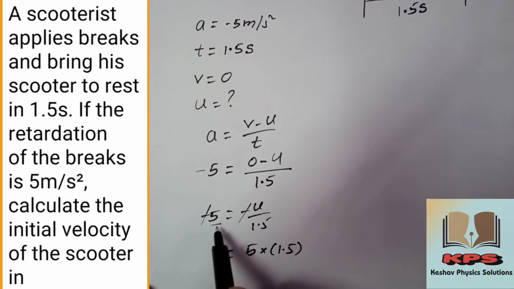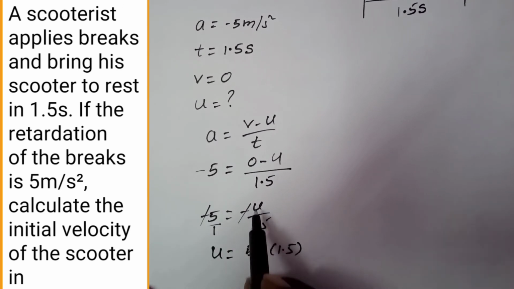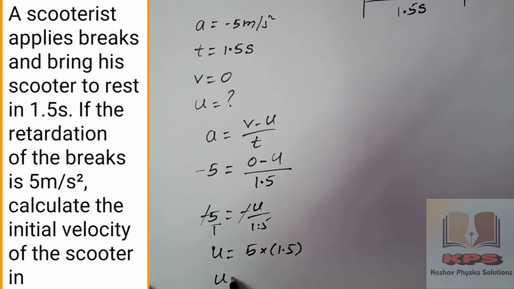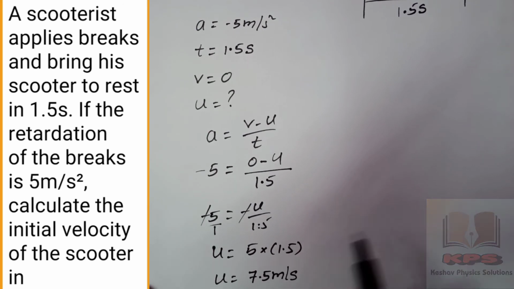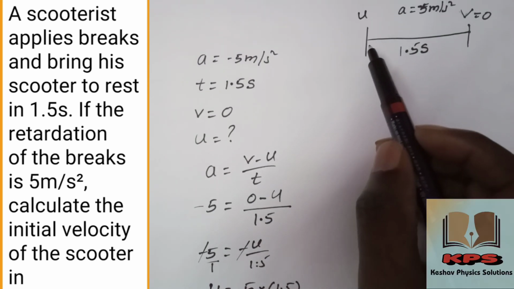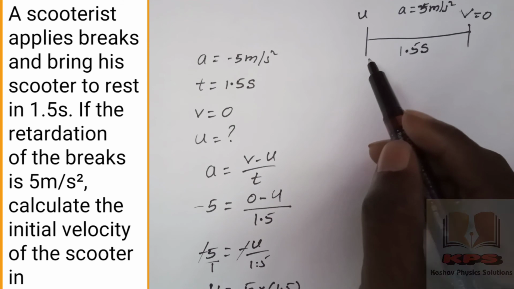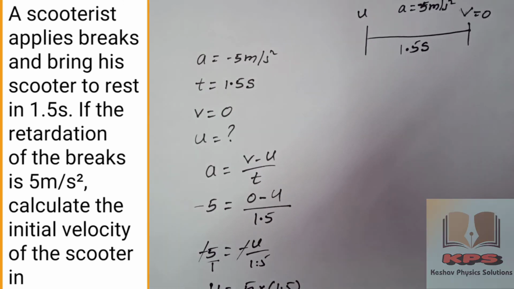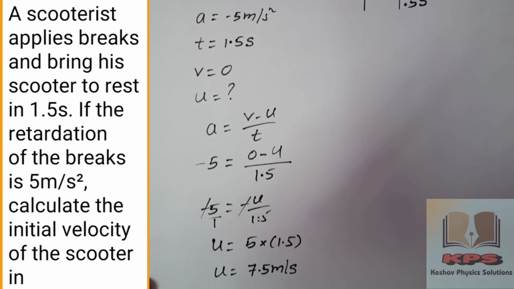Since nothing is in the denominator, you can take it as 1 into u, and 5 multiplying by 1.5 gives, 5 into 1.5, so u is equal to 7.5 meter per second. So before applying the brakes it maintained a velocity of 7.5 meter per second. This is the answer for the given problem.